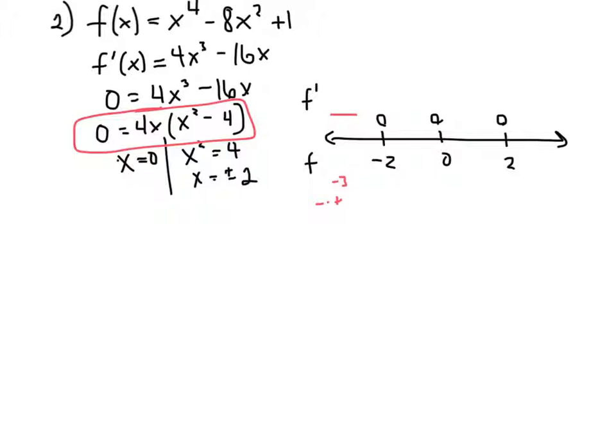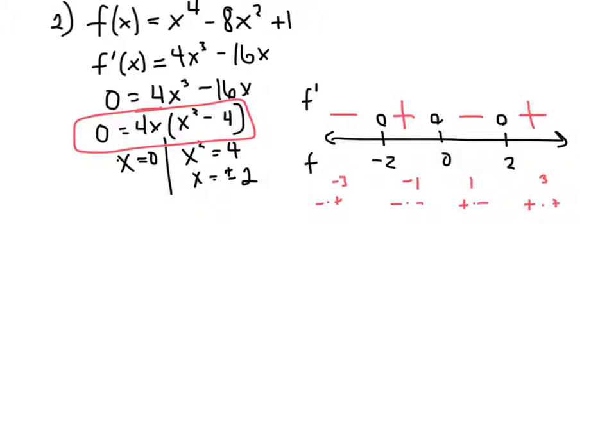Between 0 and negative 2, I'm just going to pick negative 1. So 4 times negative 1 is going to be negative. Negative 1 squared is 1 minus 4 is another negative. Negative times a negative is positive. Now I'm going to choose 1. 4 times 1 is positive. 1 squared is 1 minus 4 is a negative. Positive times a negative is a negative. Pick a 3. That's going to be a positive times 3 squared minus 4, which is 5. That's another positive. So we end up with a positive.